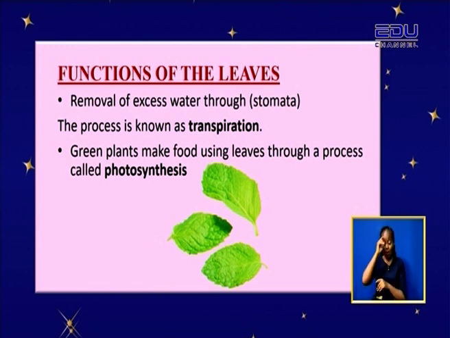Always when you look at the leaf, it looks like it has two small holes. Those holes are called stomata. They're called what? Stomata. So the water evaporates through those holes. The excess water in the plant evaporates through those holes. And this process is known as transpiration. The removal of excess water from the plant through the leaf is called transpiration, through this hole that is the stomata.